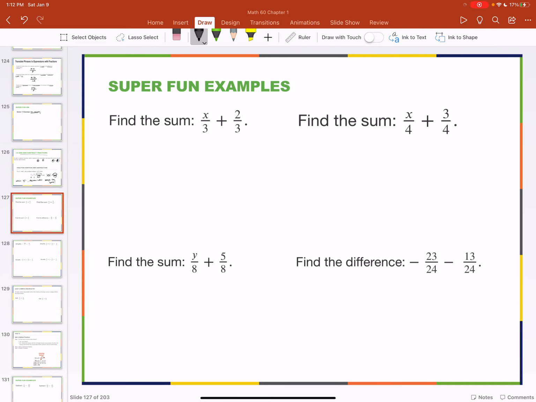Okay, so here we have x over 3 plus 2 over 3. What's the rule? Denominators are common. Yes, okay. And we just add across the top, so the top will be x plus 2 because we cannot combine unlike terms, right? X is a variable, 2 is a constant. You can't combine them. Okay, so let's do this next one.